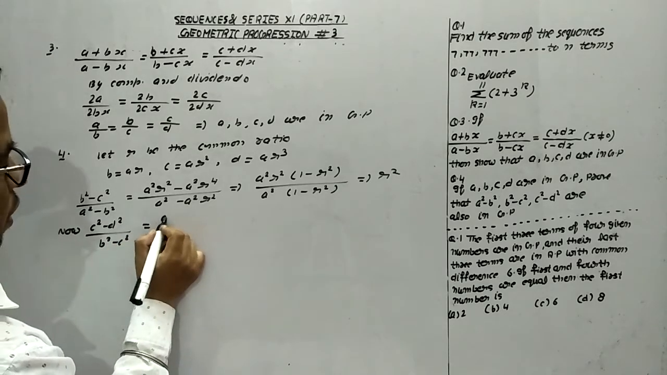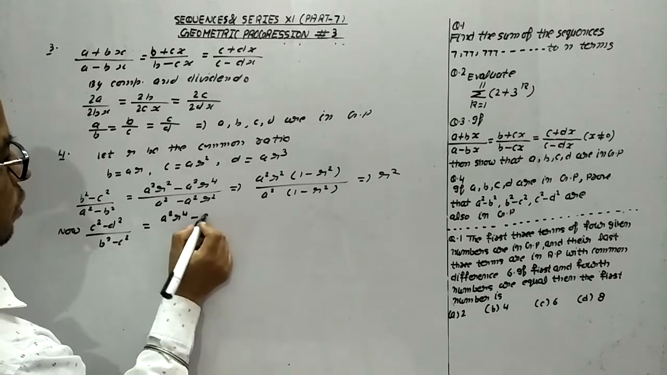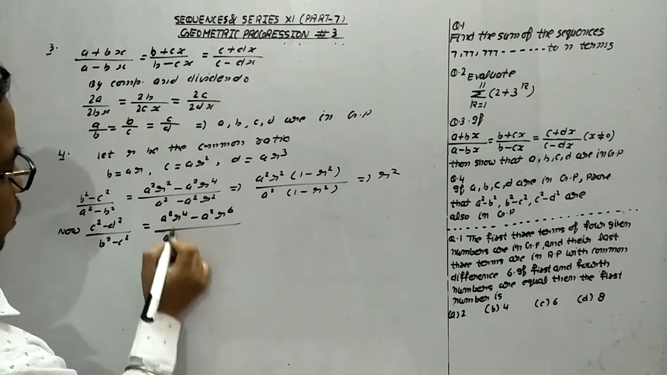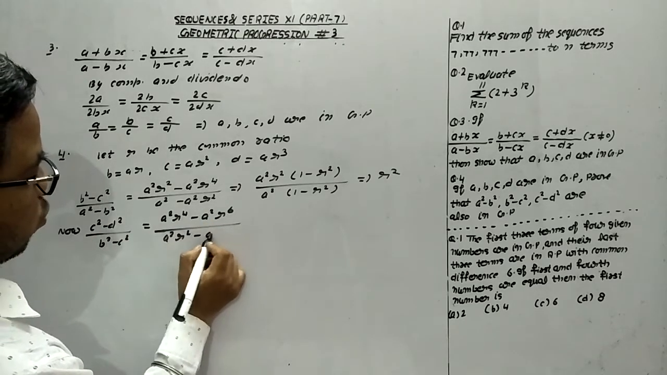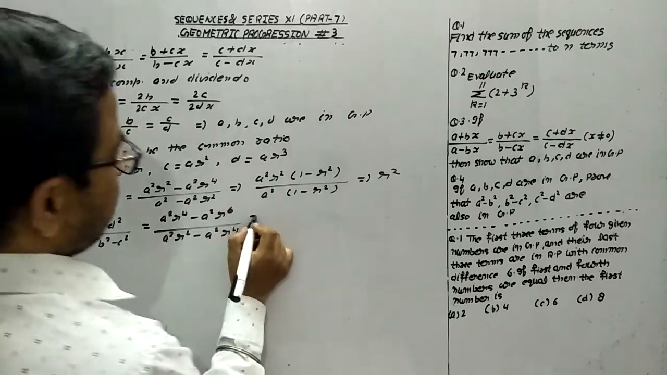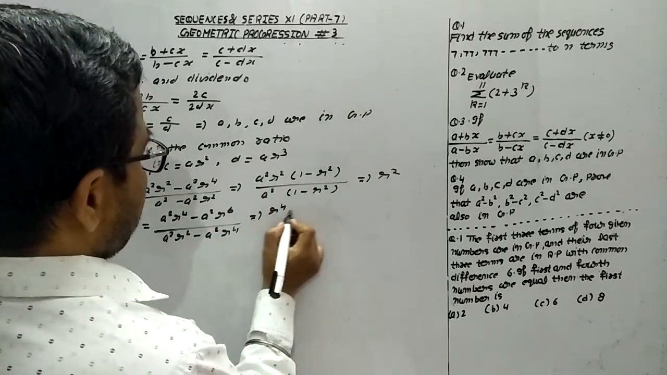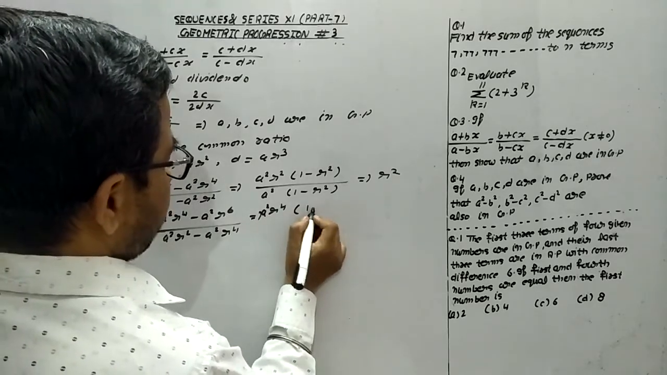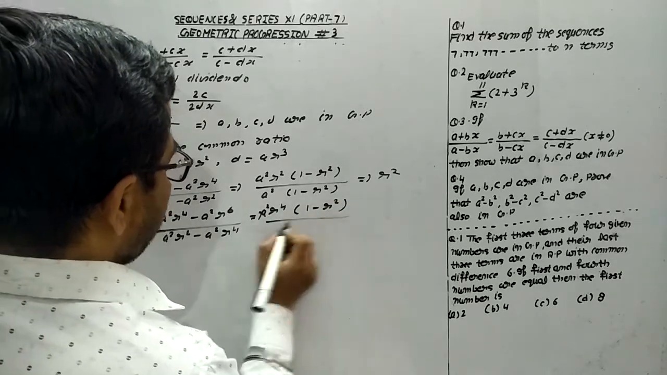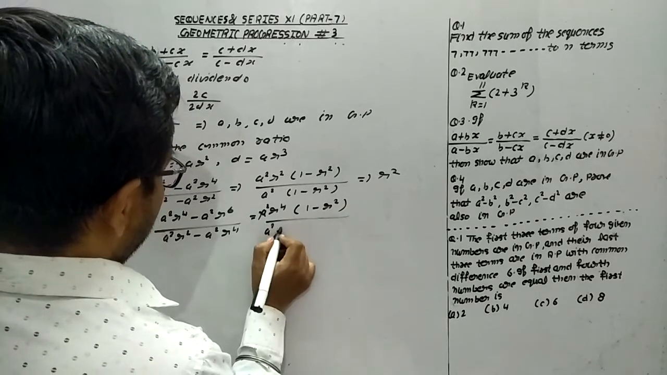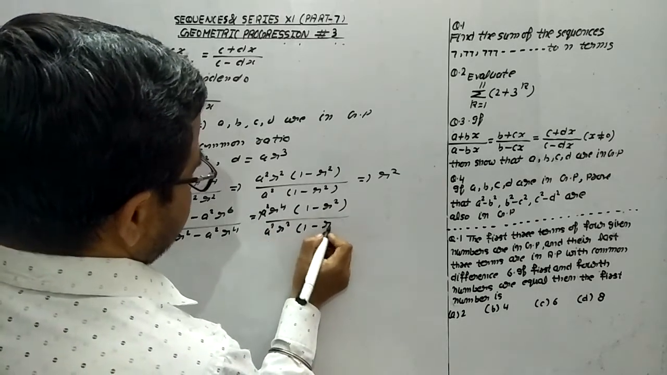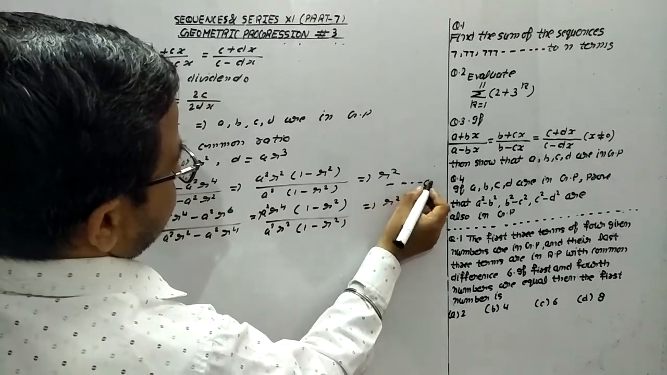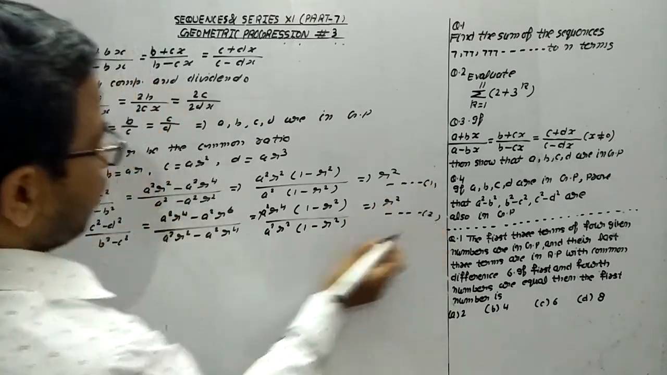Now we have to take (c square minus d square) upon (b square minus c square). c square means a square r to the power 4, d square means a square r to the power 6, upon b square, which means a square r square, minus c square, which means a square r to the power 4. What is common from here? r to the power 4 and a square. What is left here? 1 minus r square. What is common from here? a square r square. What is left? 1 minus r square. So ultimately what is left? r square. This is equation number 1, and this is equation number 2.